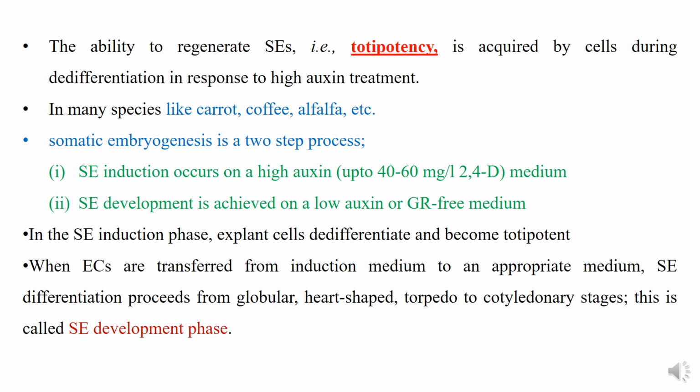In the somatic embryo induction phase, explant cells differentiate and become totipotent. When embryogenic callus is transferred from induction medium to an appropriate medium, somatic embryo differentiation proceeds through different stages like globular, heart-shaped, torpedo to cotyledonary stages, and this is known as the somatic embryo developmental phase.